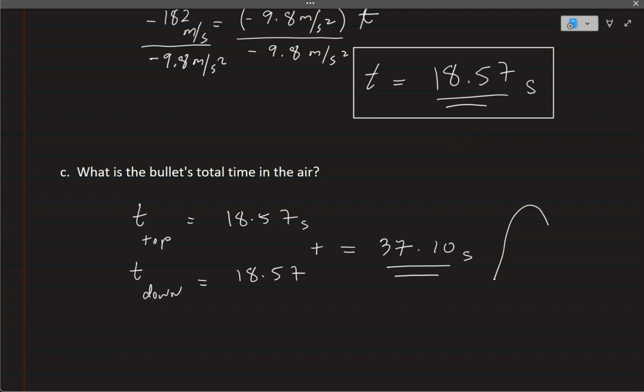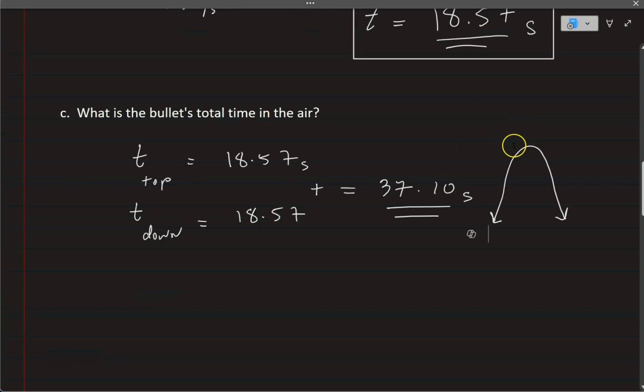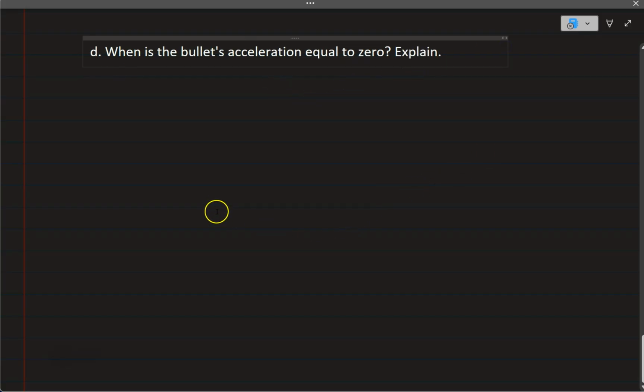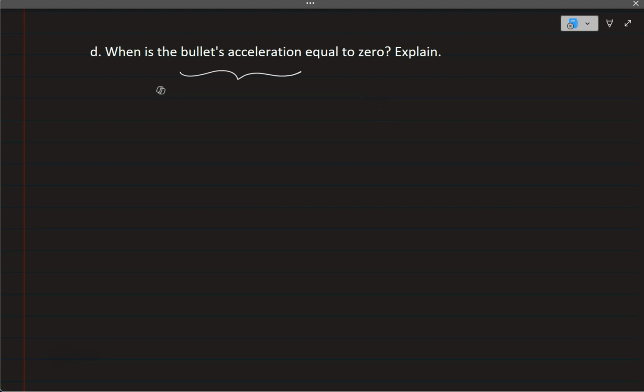Remember, that's the trajectory. Now, the last thing, there is a tricky question that I'm asking. When is the bullet's acceleration equal to 0 in this example? And I'm being tricky here. Bullet's acceleration is 0. Do we have such a thing? Well, what do you think? The bullet is going up, at the very top momentarily stops, and then comes down. The question is, at any time in that path, will the acceleration be 0? Well, the answer is never.